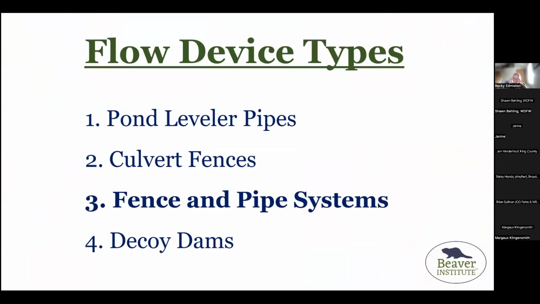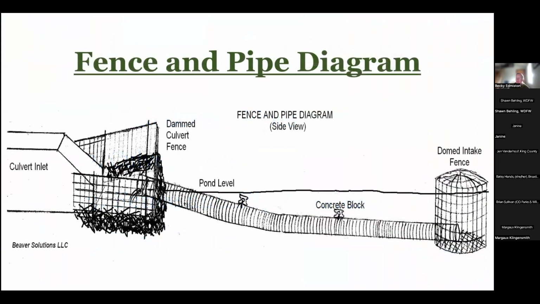All right, moving along, fence and pipe systems. This is probably the most common way that we protect road culverts. The reason we'll choose this is wherever there's the ability to have some ponding near the road, a minimum of 3 feet, like we're talking about with the pond leveler, this is a good option, because we can then use a pond leveler pipe, run it through a small fence, and then set the pipe at the level that we can tolerate the ponding.